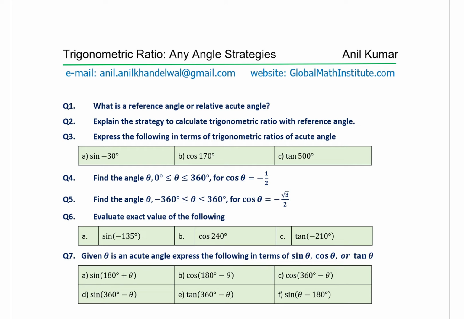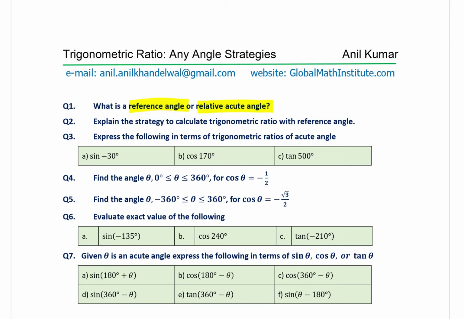Till now, we have seen how to calculate the trigonometric ratios for angles between 0 to 90 degrees. Now we have extended it to any angle. The most important concept which you need to understand is the concept of reference angle, also known as relative acute angle. So if you are in a position to find the relative acute angle or the reference angle, in that case, you can always evaluate the trigonometric ratio as you did earlier, because now you're again working with an angle which is an acute angle.